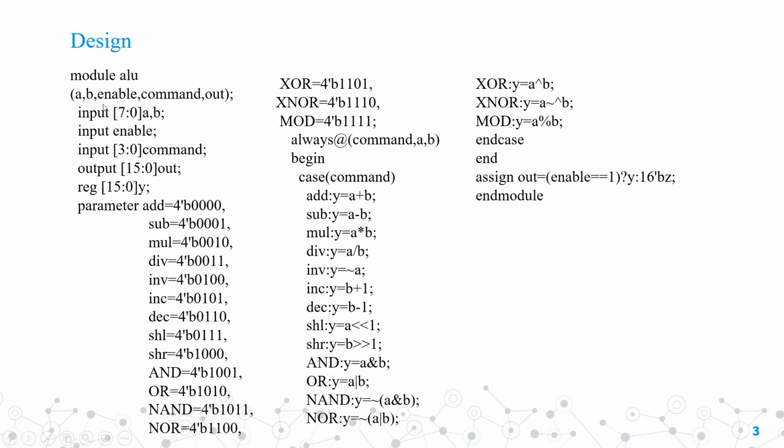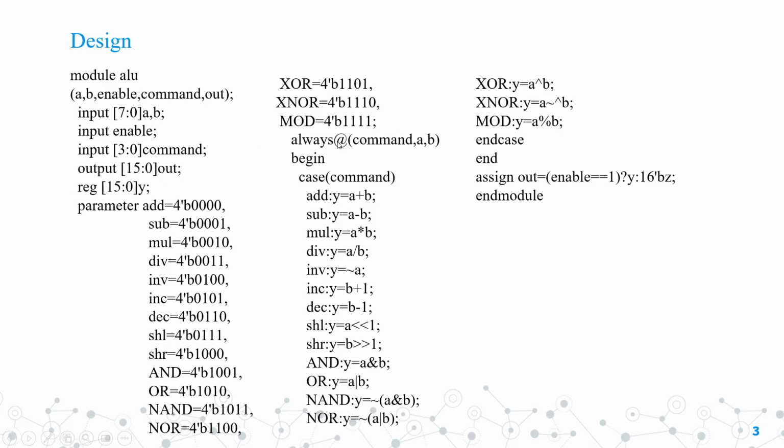Firstly, I have declared the port direction as input for A, B, enable and command, and output for the output port. And I have taken a temporary register Y so that I can store the intermediate data in that register. I have declared parameters for every operation like addition, subtraction and multiplication, so that I can directly use the words add, sub and mul like that.